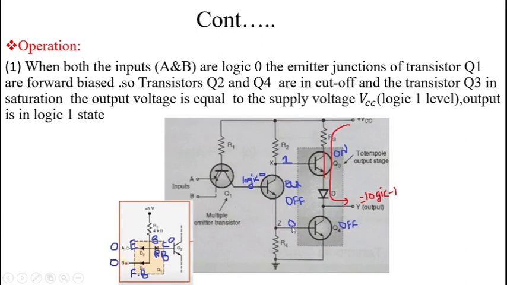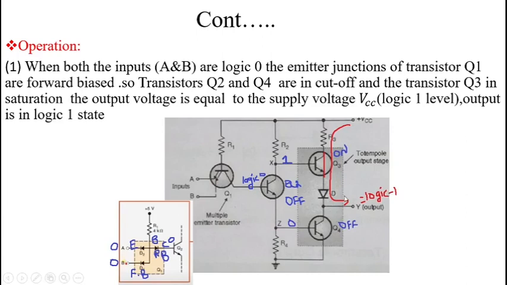Okay, and when we apply the logic 0 as input of this Q4 transistor, sufficient voltage is not given to the base terminal of this Q4 transistor, and this Q4 transistor operates in the cutoff region, and this Q4 transistor is acting as an open switch. Okay, so with respect to this Q3 transistor, in the circuit there exists a conducting path from VCC to output. Therefore, we get logic 1 as output.